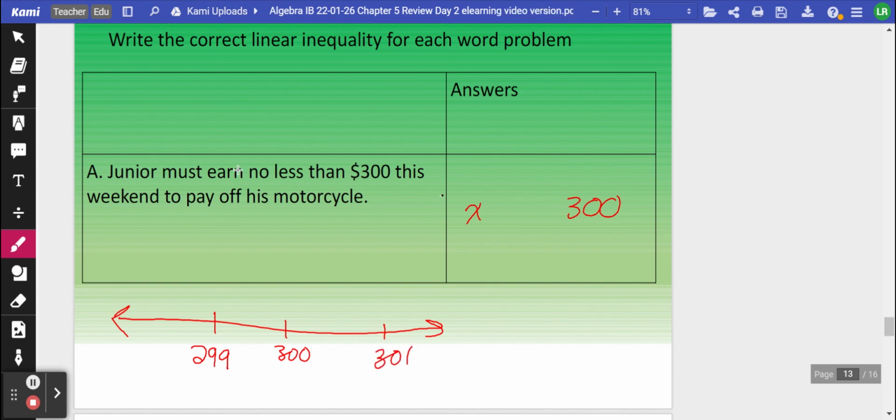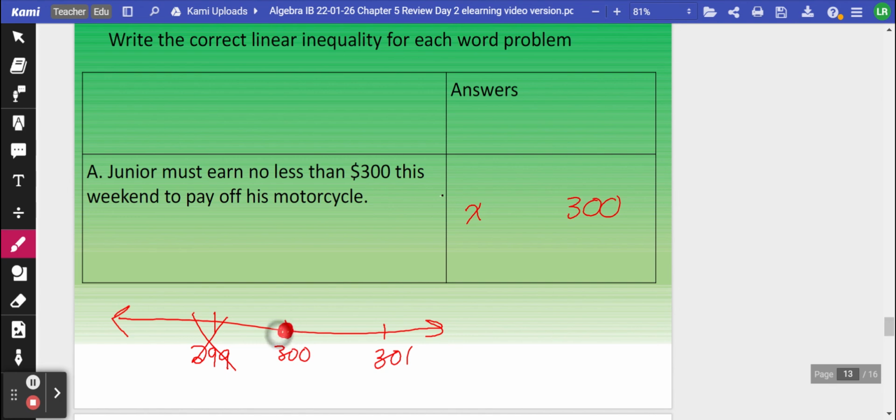So it says, Junior must earn no less than $300 this weekend to pay off his motorcycle. So I got to think, if he earns $299, can he pay off his motorcycle? The answer is no. He'd be short. He can't pay $300. Next question. If he has $300, can he pay off his motorcycle? The answer is yes. He has the exact amount of money necessary to pay off his motorcycle.